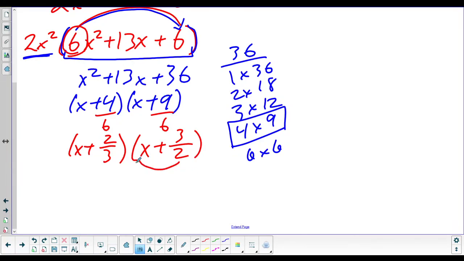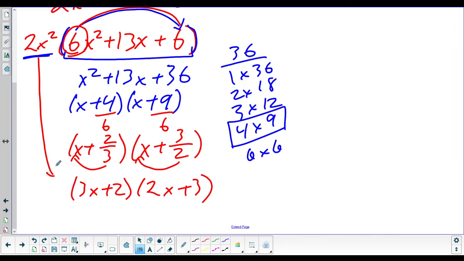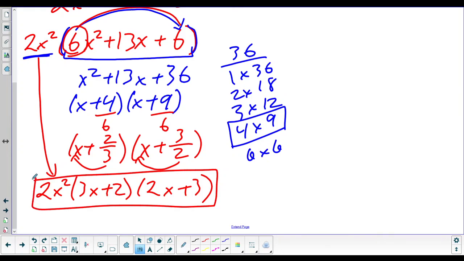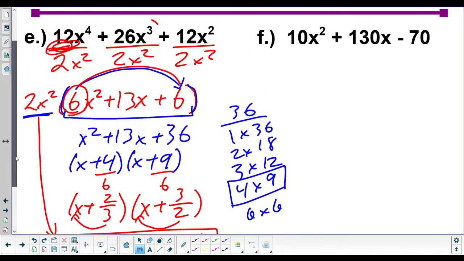Now we move the denominators in front. So we have 3x plus 2 and 2x plus 3. And then we bring our little brother all the way down because we're not allowed to forget the GCF. And this is your answer. Whew, what a problem. Look at that. 1, 2, 3, 4, 5, 6 steps. Oh my gosh, you guys are doing big kid math.